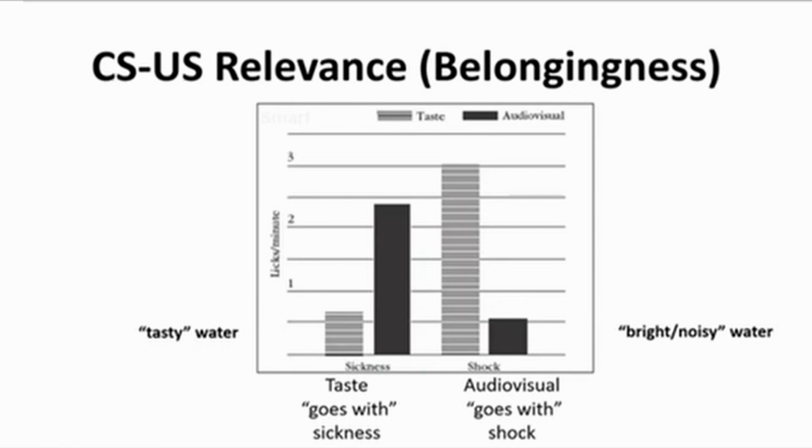And this gives us that idea of belongingness, where things that you eat belong with being sick, and things in your environment go with other things from your environment. And so we would see more rapid learning, this decrease in responding, when those stimuli match. So keep this in mind when you set up a classical conditioning experiment, because if you make sure that your CS and your US belong together, you can see much faster or much stronger learning.